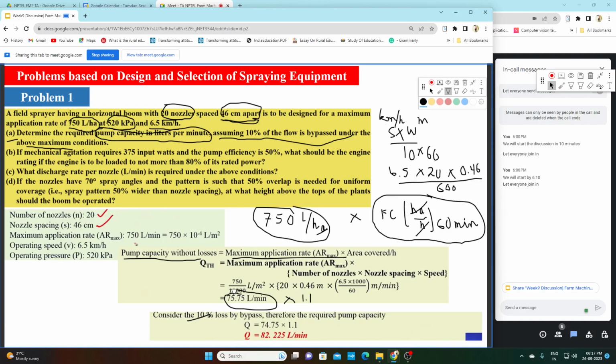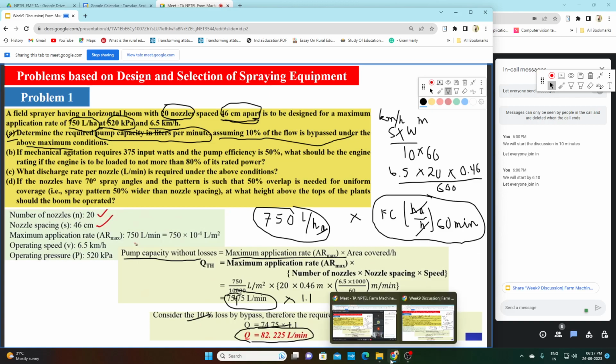Okay, here it is written 75.75, but 74.75 will come when you do the calculation. So when we multiply 74.75 into 1.1, you will get the final answer, that is 82.225 liter per minute. So this part is over.